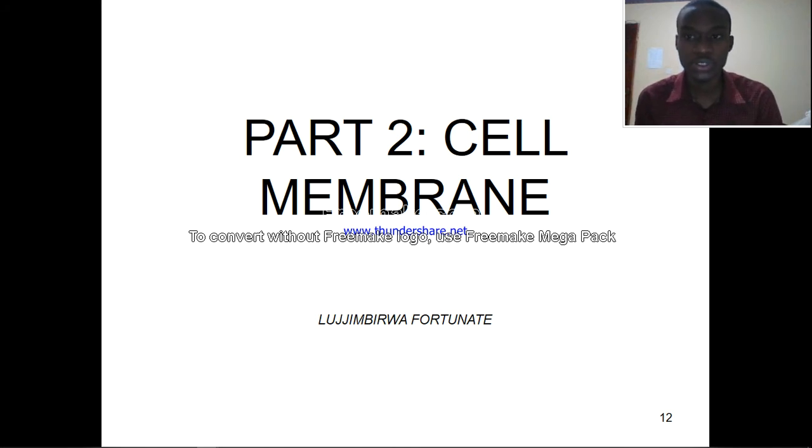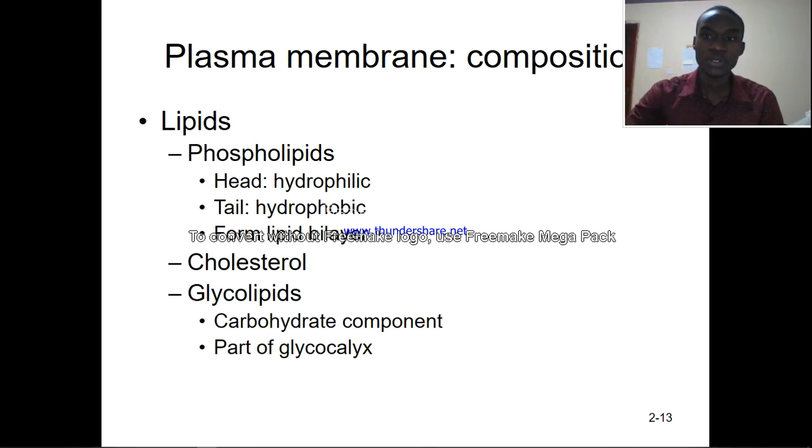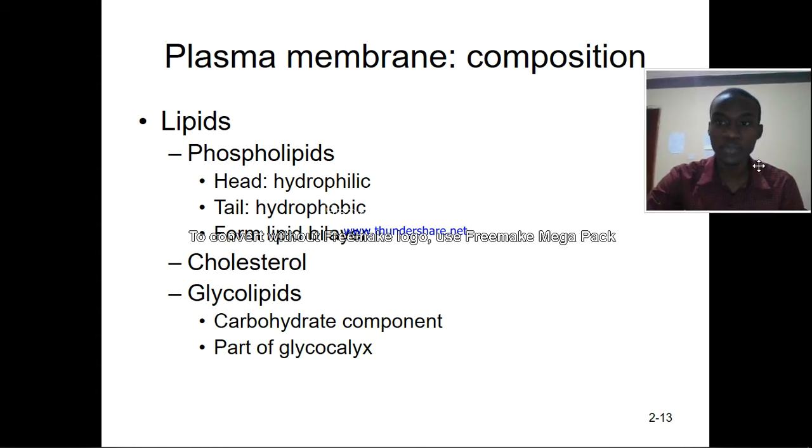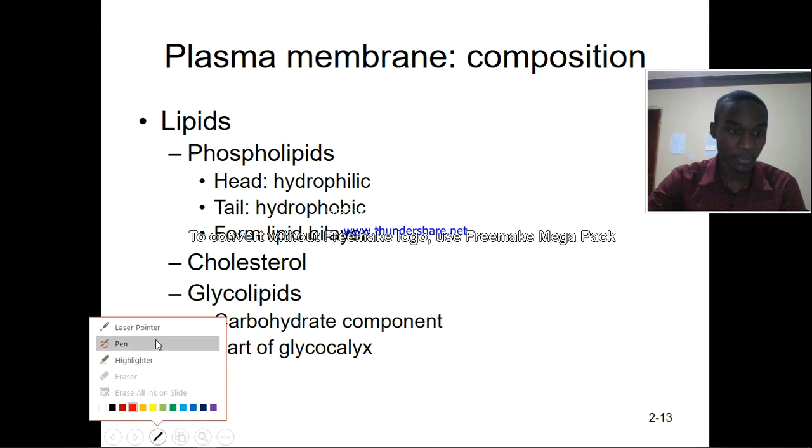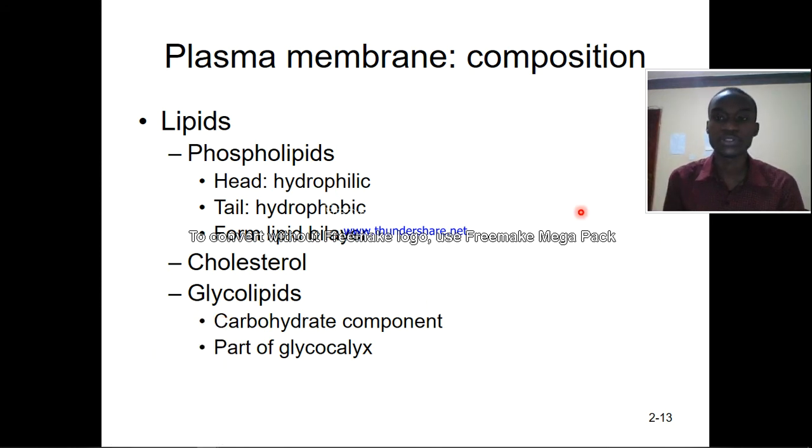In this part we are interested in understanding the cell membrane, which we defined as a physical barrier between the intracellular components and the extracellular environment surrounding our cell. So the understanding about that physical barrier, which is the cell membrane. And to start off our discussion about the composition of the cell membrane: the cell membrane is mainly composed of two major macromolecules, that is the lipids and the proteins.